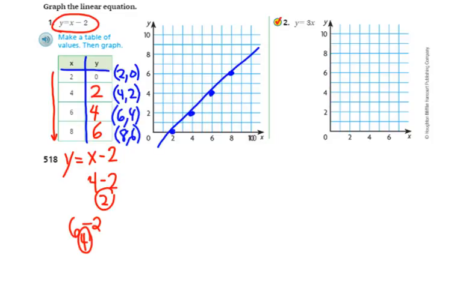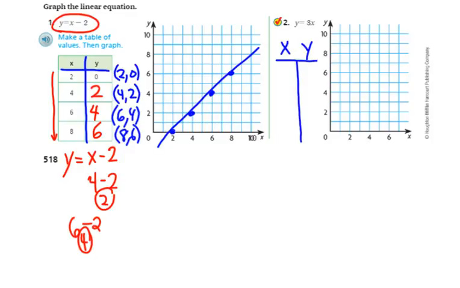Question 2 says Y equals 3X. Graph it. Well, I have an equation. I need to graph it. First thing I want to do would be jump to my second step, which would be my X, Y table. So let's do that. X, Y. And let's figure this out.